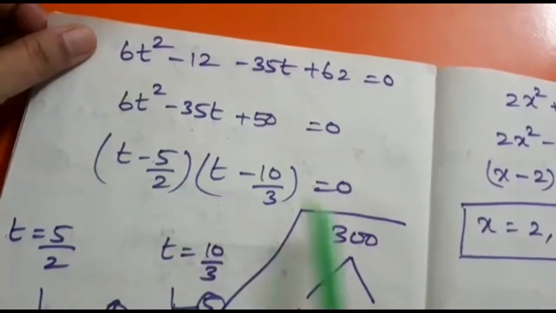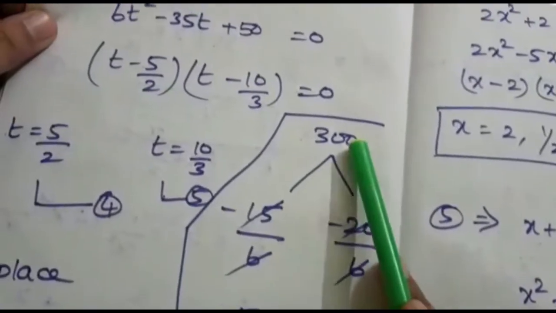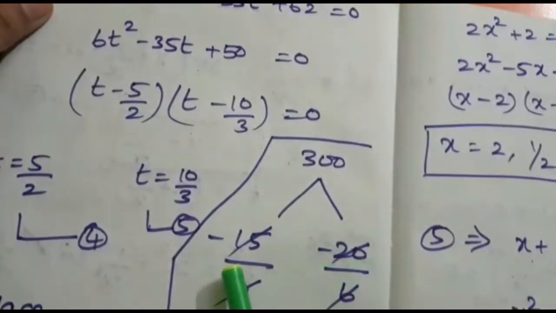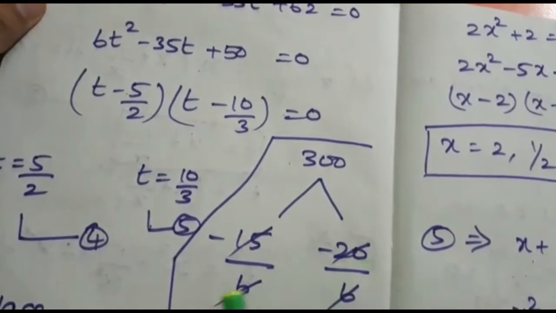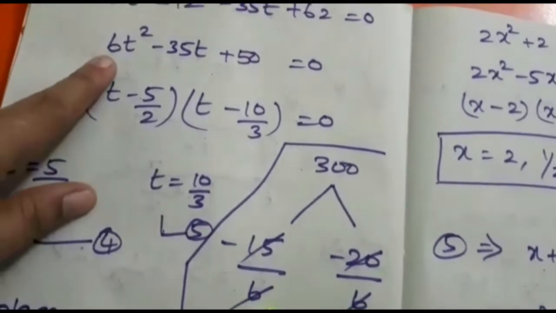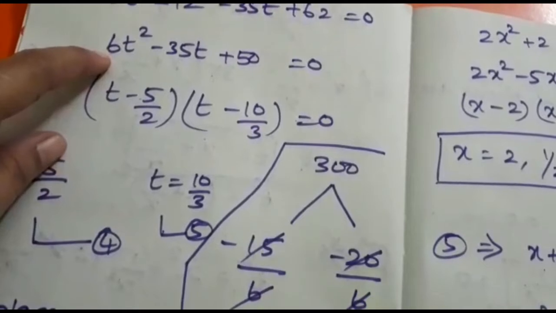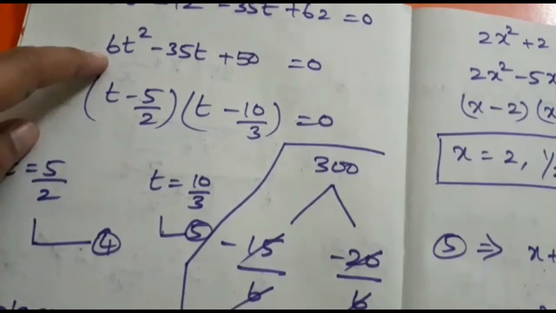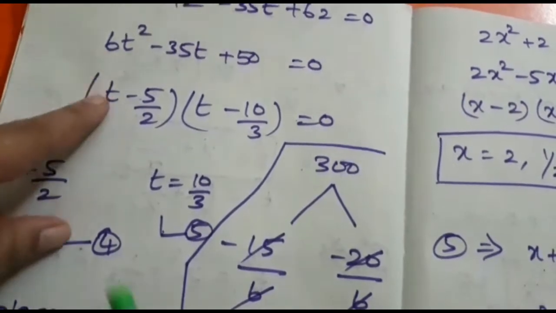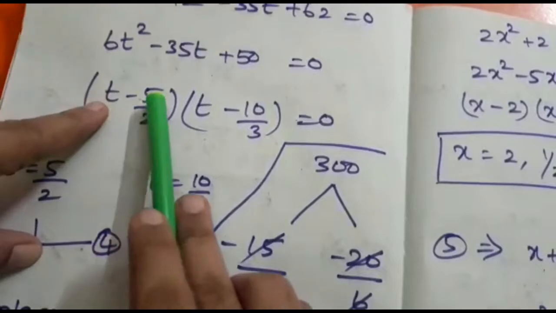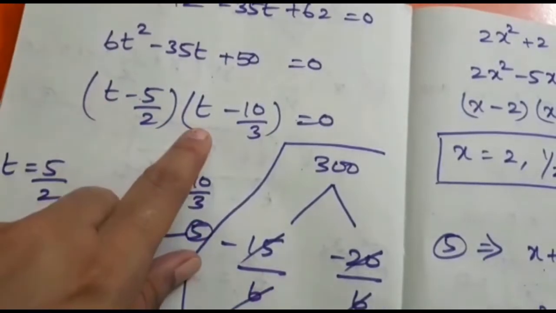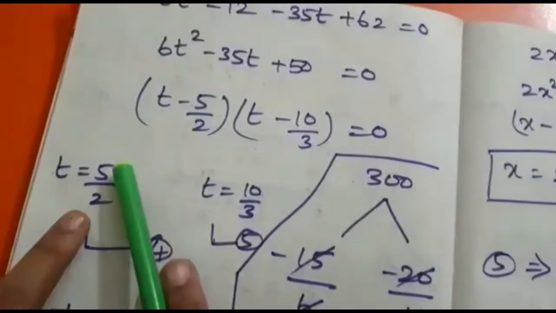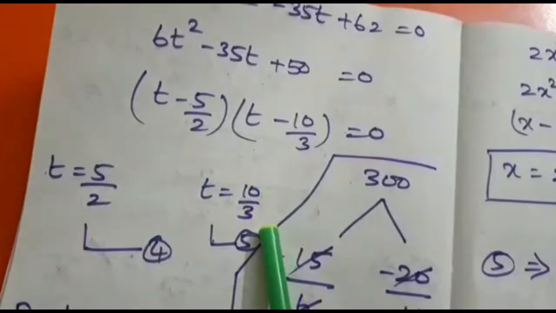So 6 times 50 is 300. So 300 should be factorized. 15 twenties are 300. 300 should be factorized by 15 and 20. So I can divide by this coefficient 6. So this will be minus 5 by 2. This will be minus 10 by 3. So I can write this as t minus 5 by 2, this as t minus 10 by 3. So now t is equal to 5 by 2, t is equal to 10 by 3.